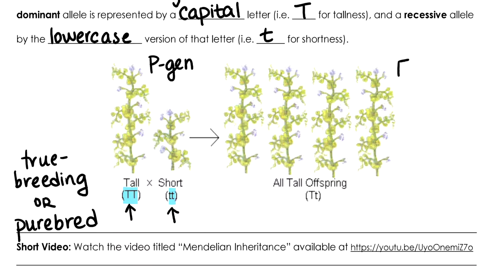And their offspring, which form the F1 generation, have blended alleles, big T, little t, where the dominant one, tallness, is what's expressed physically. Whenever you have two different letters for your alleles, you're known as a hybrid.